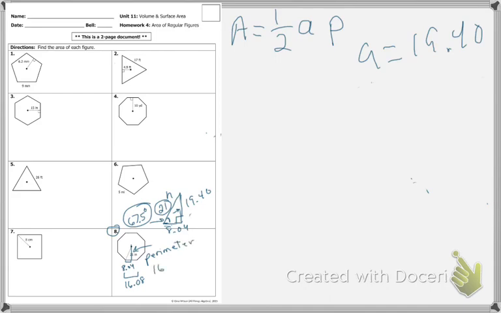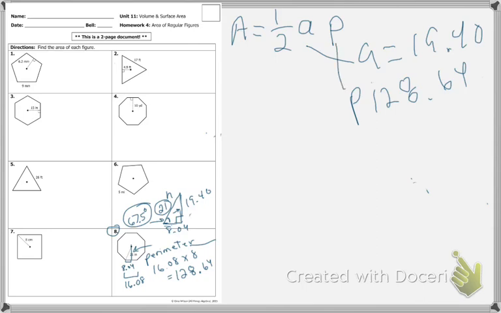So now to figure out the perimeter, we simply multiply 16.08 times 8. And we get 128.64. We have the perimeter, 128.64. We can now substitute here and here.